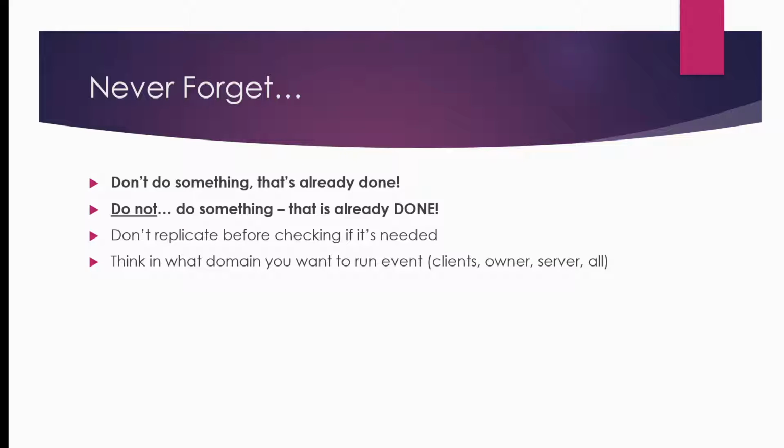Second rule is do not do something that is already done. And many people break the first two rules of doing advanced blueprints. The third rule is don't replicate before checking if it's needed. Many times I see people forcing replication into blueprints before even running a test run. Many events trigger based on the changing of values, and you don't need to replicate the event itself.